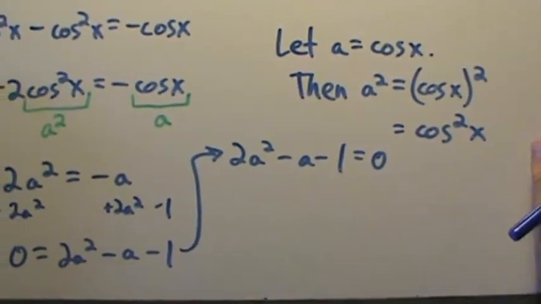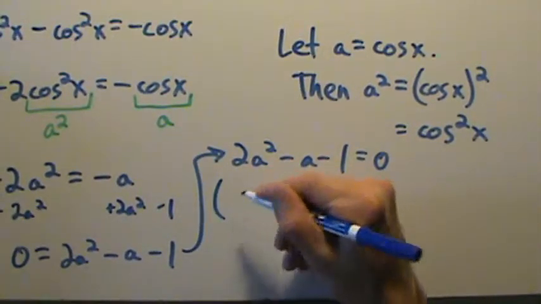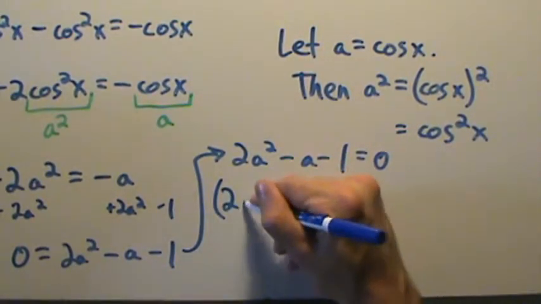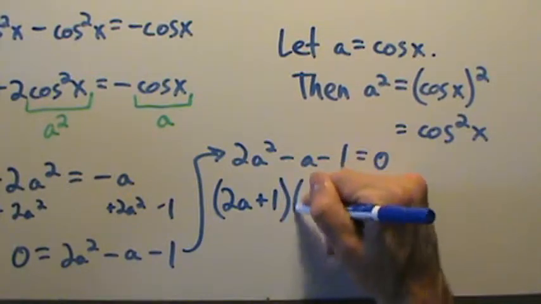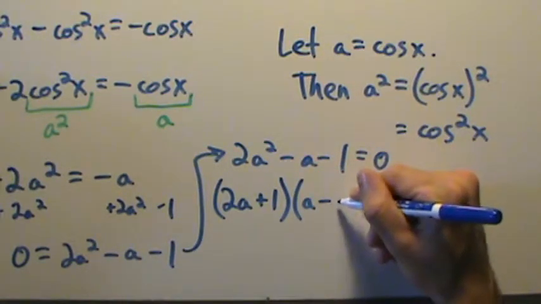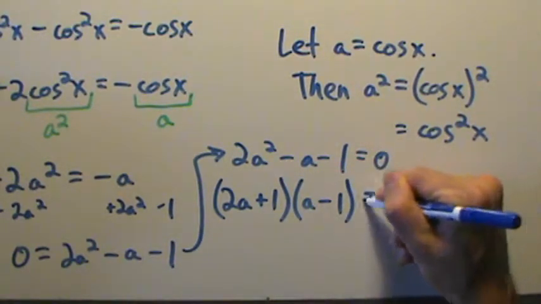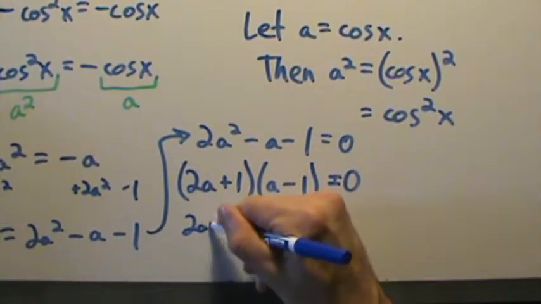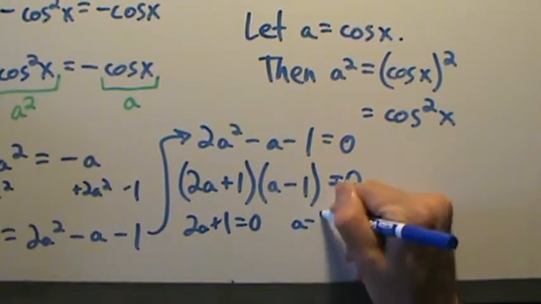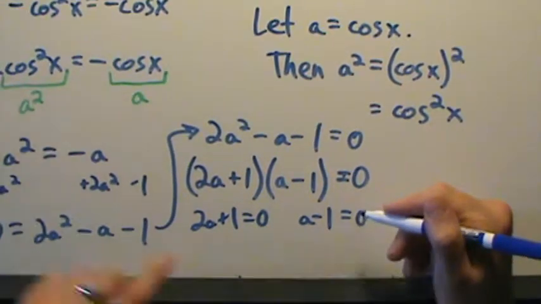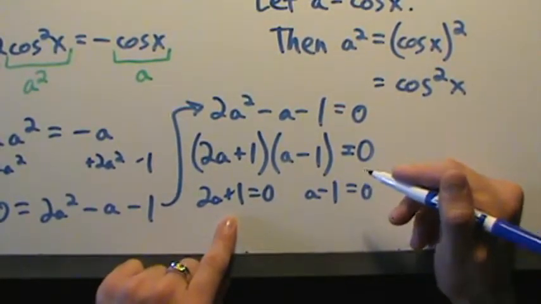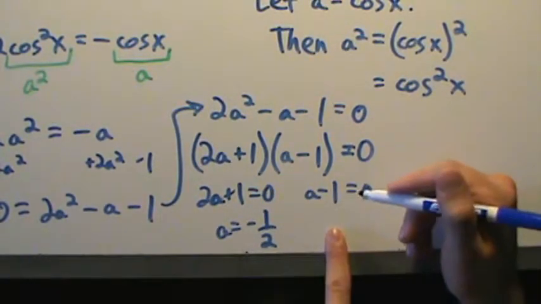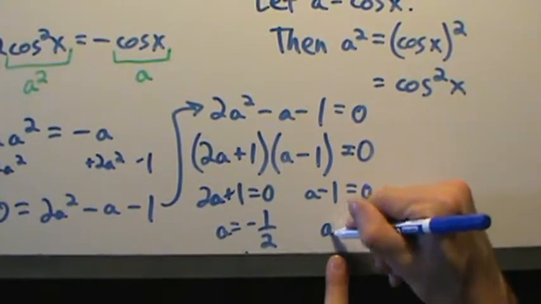Now we can factor this, so let's go ahead and factor that. That's going to be 2a plus 1 times a minus 1 equals 0. So now 2a plus 1 equals 0, or a minus 1 equals 0. If we subtract 1 and then divide everything by 2, we're going to get a equals negative 1/2. And over here, just add 1 to both sides, and we're going to get a equals 1.